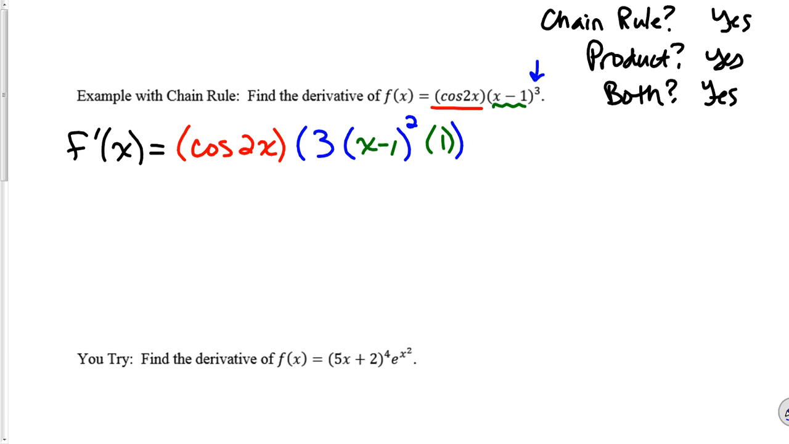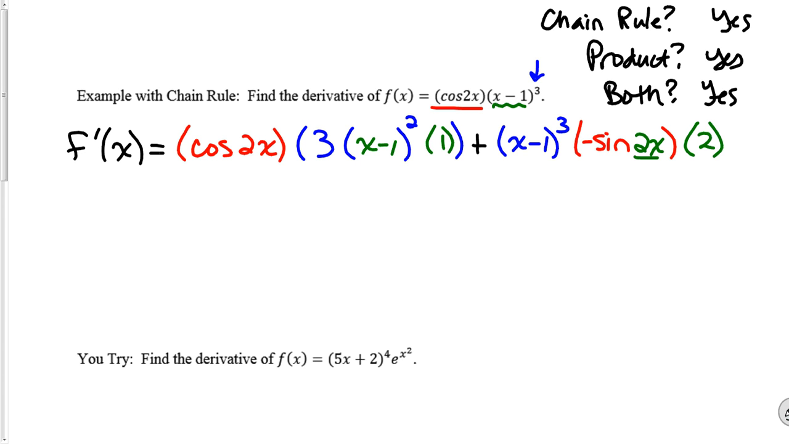So far I have done the first term times the derivative of the second term, plus now I have the second term, and I leave it alone. Now I multiply by the derivative of the first term, and again I have an inside and an outside. So the derivative of cosine is negative sine. My inside stays the same. And then I multiply by the derivative of the inside, my inside being 2x, the derivative of that is 2.